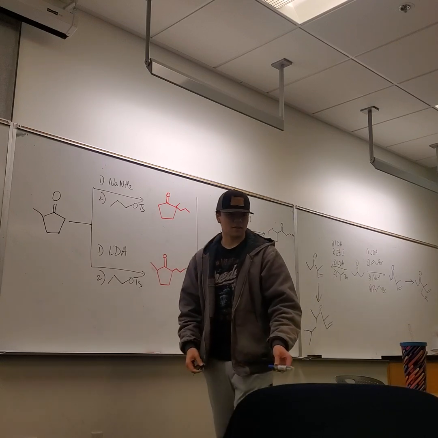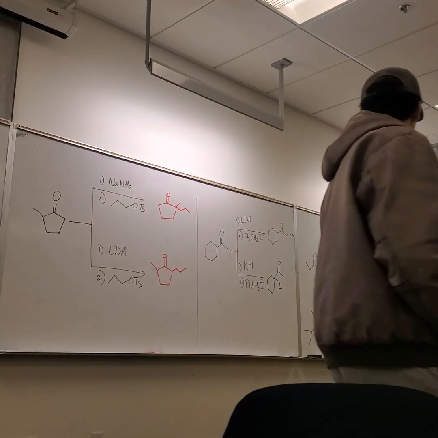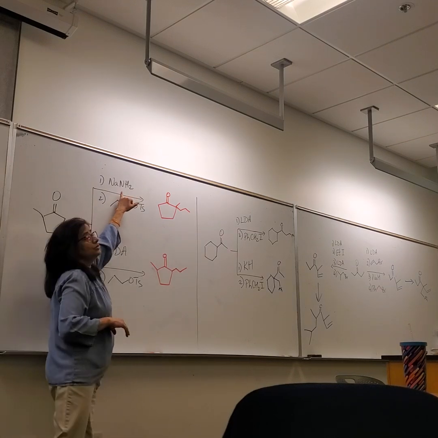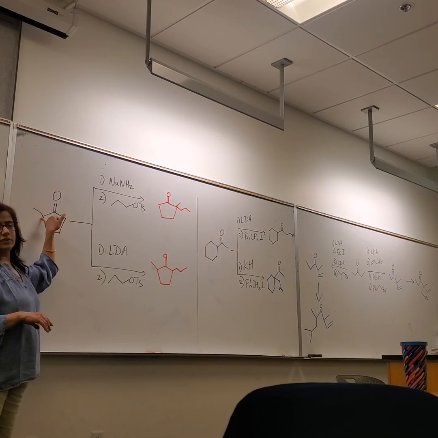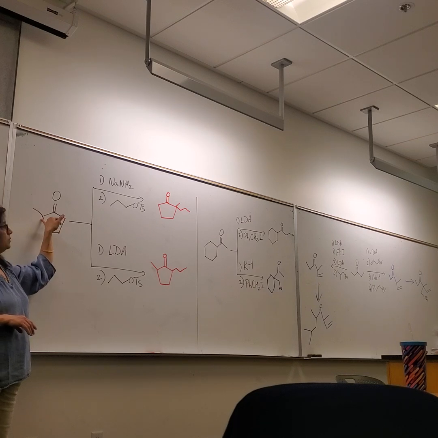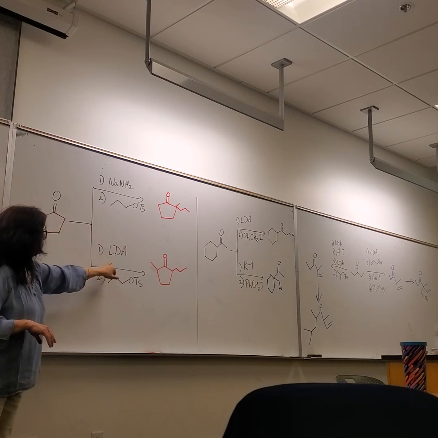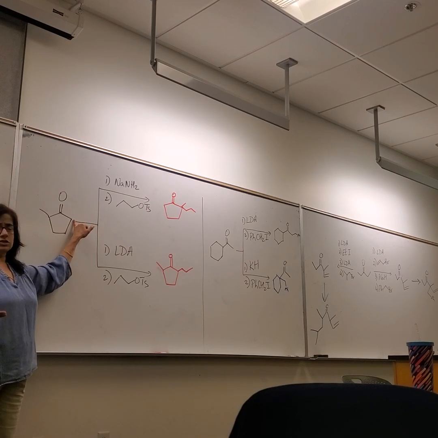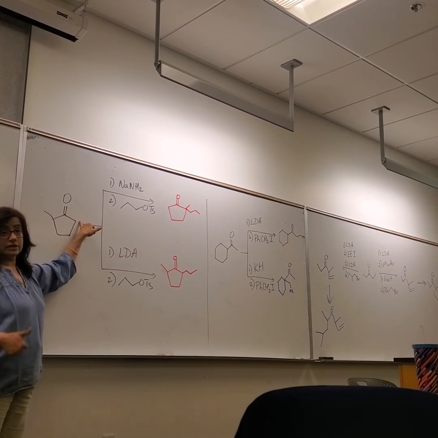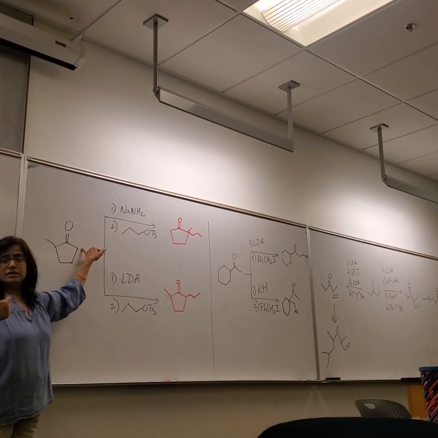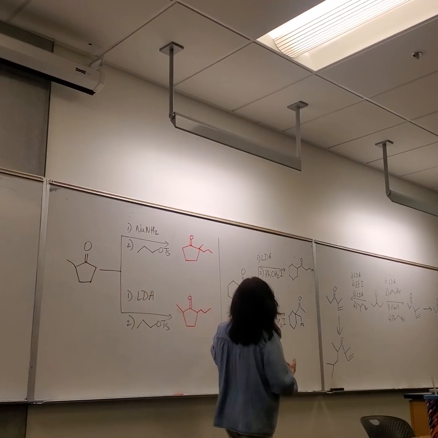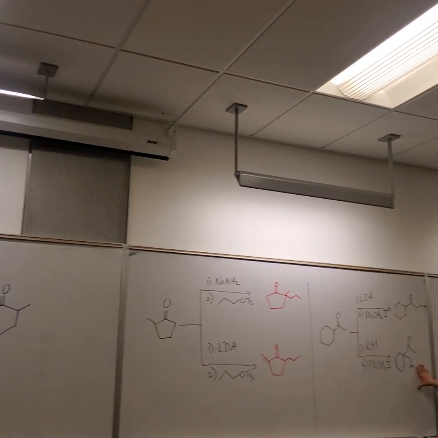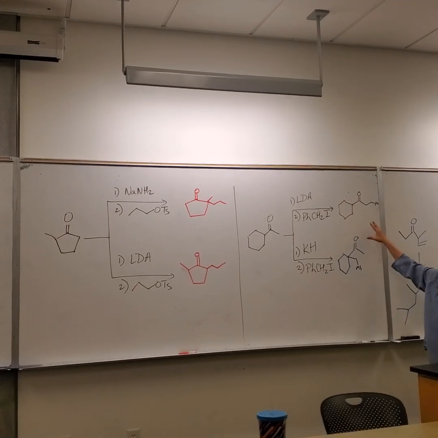Okay, do you guys agree? Once again, it's about the size of the base. If it's a small base, we get the proton taken from the more stable position, which means the electrophile goes there. But if it's a bulky base, the proton goes from the more open position, which means the electrophile goes there. Does that sound okay, everybody? Okay, so same thing here, LDA is bulky, hydride is small. Everybody okay with those two?